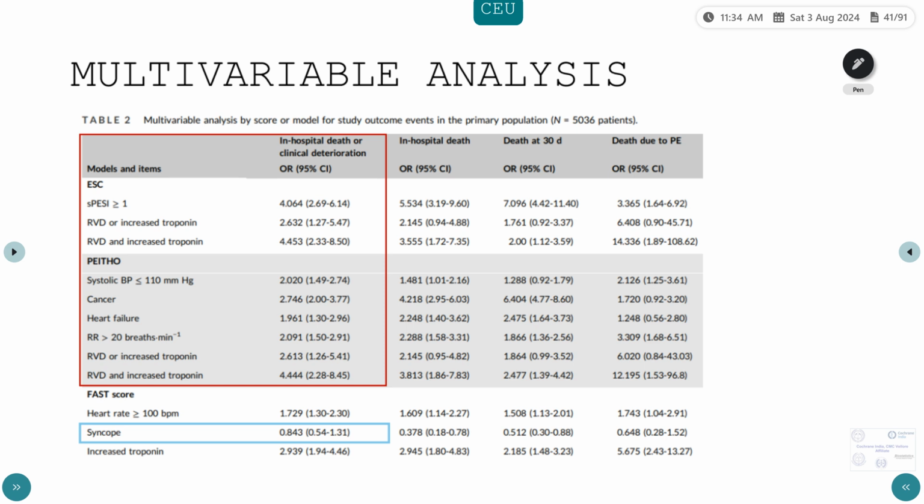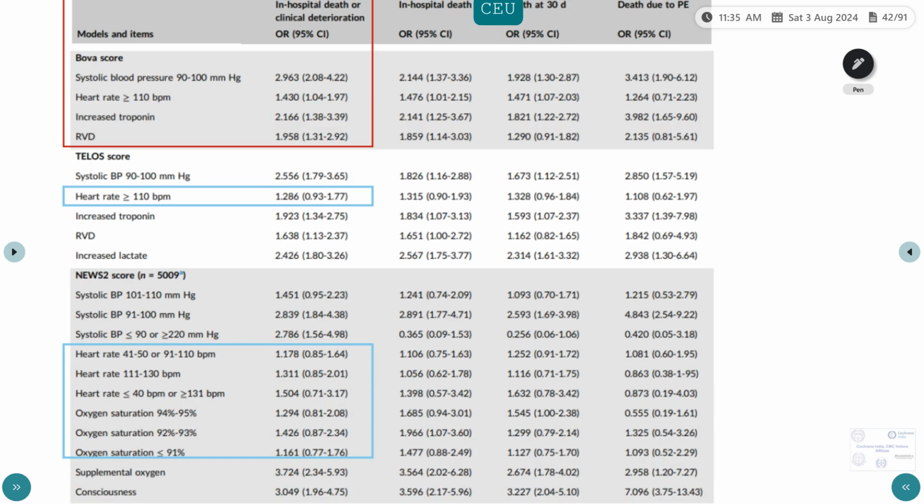But if you look at syncope in the FAST score, that was to either side. It was an odds ratio of 0.8. So syncope may not have had an effect on the primary outcome, while all these other variables did have an effect. Now looking at the BOA score as well, the individual variables all had a positive odds ratio, but these marked in blue, namely the heart rate and the oxygen saturation cutoffs, did not have a significant relation with the primary outcome, which was in-hospital death or clinical deterioration within 30 days.